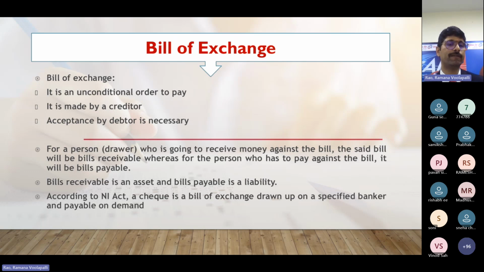It is a liability to the company or the firm. According to the NI Act, a cheque is a bill of exchange drawn on a specified banker and payable on demand. This question may be formulated: a cheque is a bill of exchange. You can take it.